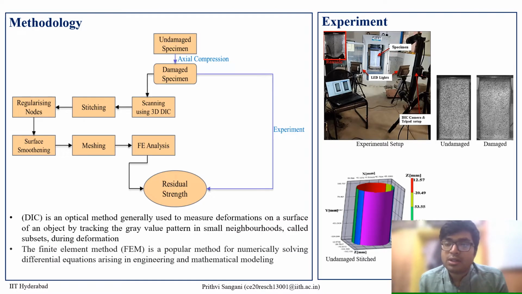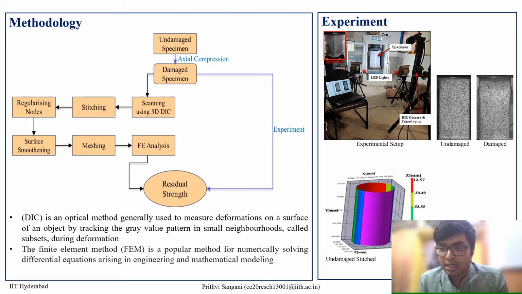Coming to the methodology, initially by axial compression, damage is imparted to the factory-made specimen, then the damaged specimen is scanned using 3D digital image correlation setup, stitched and nodes are regularized, then the edges are smoothened by two-dimensional Fourier transforms, meshed, imported to Abaqus, which is a finite element analysis software, and analyzed to estimate the residual capacity. The same is compared by performing the experiment on the damaged specimen.